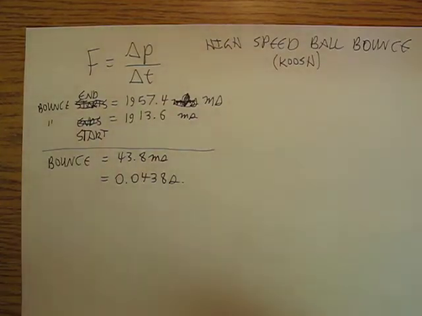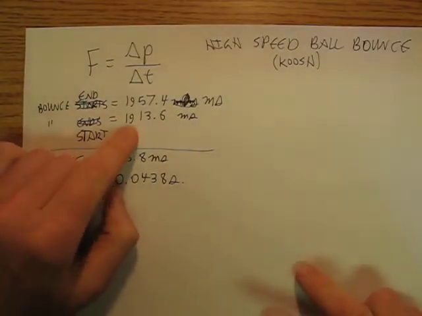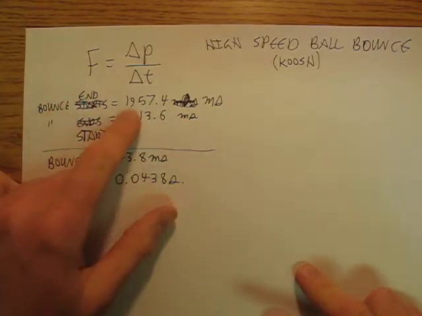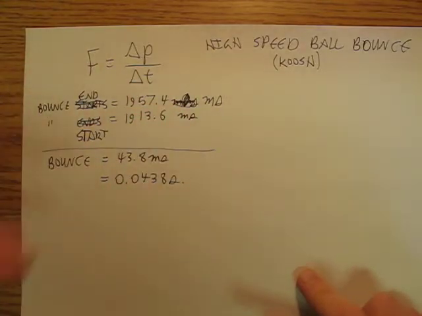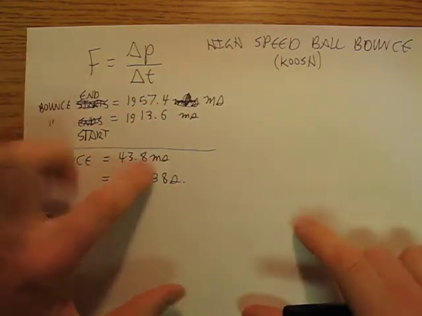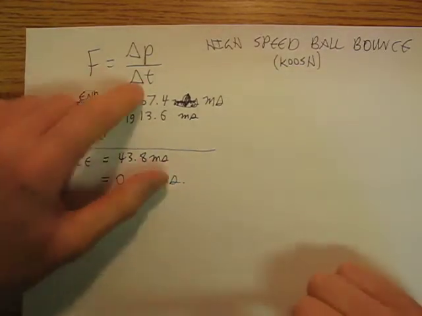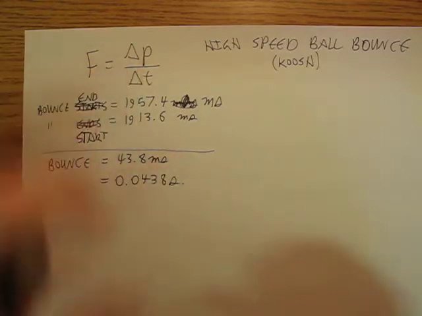I basically look and I see that the bounce starts when the little time ticker on the bottom says 1913.6 milliseconds. It ends when it's 1957.4 milliseconds, as best as I could judge. So roughly it's 43.8 milliseconds, or 0.0438 seconds. So that's going to go in for that time.